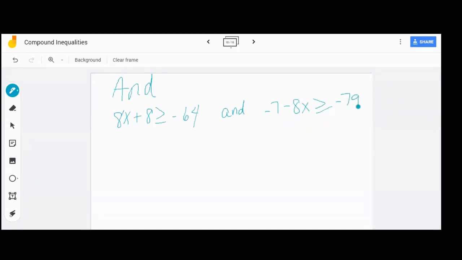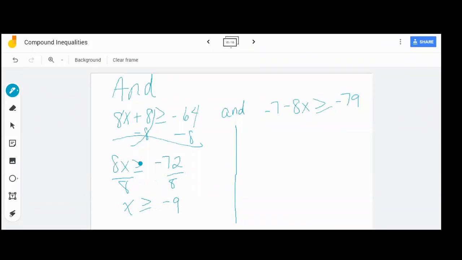So to begin with, we don't do anything different than we would solving any multi-step or two-step inequality. We isolate the variable. We're going to follow that same process. So subtract 8. 8's cancel. 8x is greater than or equal to negative 72. And once again, trying to get x alone, we'll divide both sides by 8. And x is greater than or equal to negative 9.